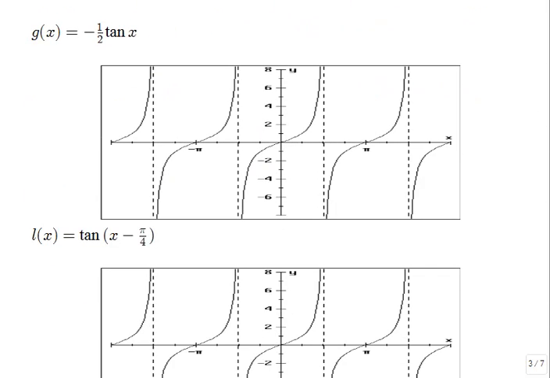So what happens if I have a negative 1/2 out front? Well, the negative is a reflection and it's out front, so that's a reflection over the x-axis. So that's going to take all these tangent curves and flip them upside down. So now they're going to start high and end low like that. So they're going to decrease instead of increase.